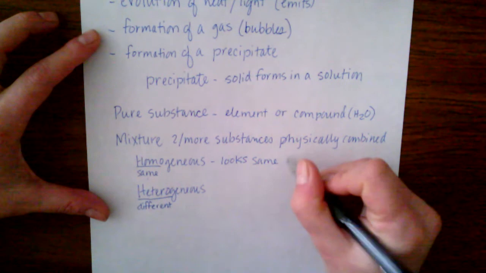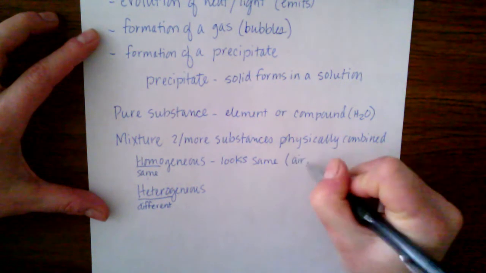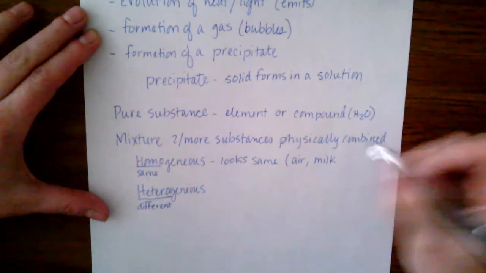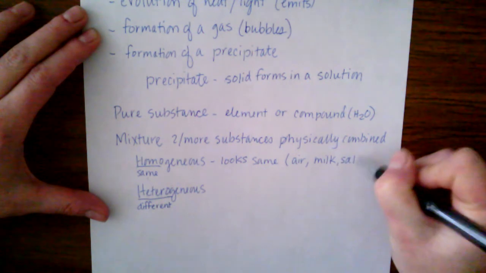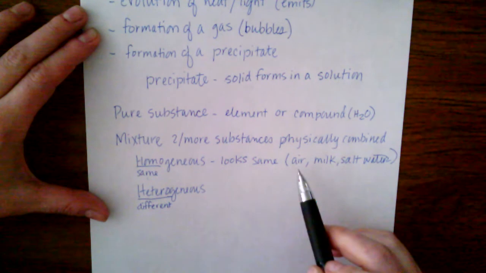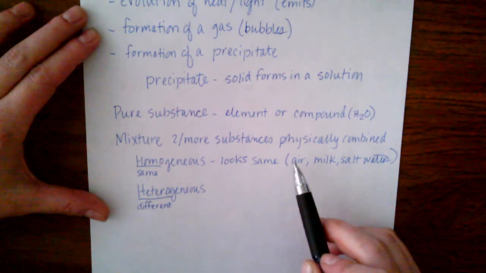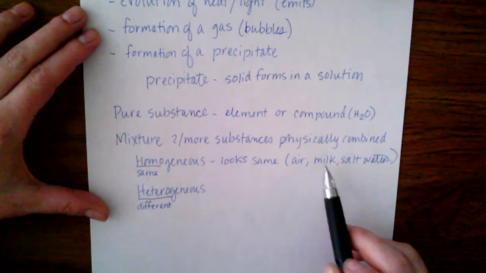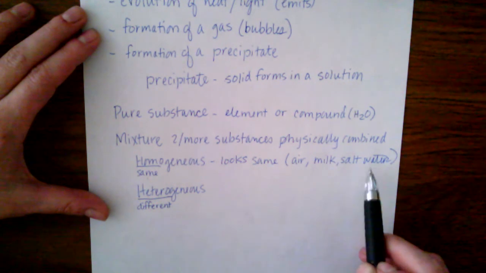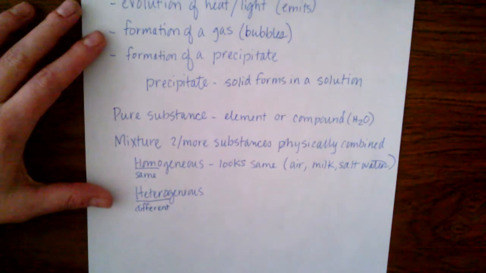So homogeneous mixtures, I'll just go to air is one, milk is another one. Those are probably your most common ones. Salt water would be another one, sugar water. So if you look at it, you can't see the oxygen, nitrogen, carbon dioxide. If you look at this, you can't see the fat, the water, the proteins. If you look at this, you can't tell where the salt is and where the water is. So it looks the same throughout it.